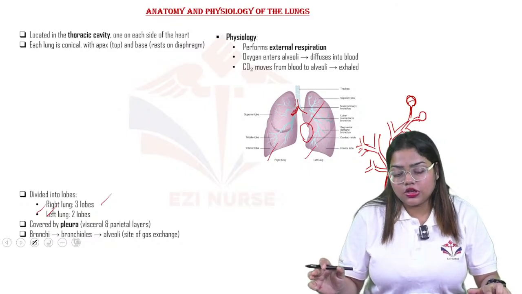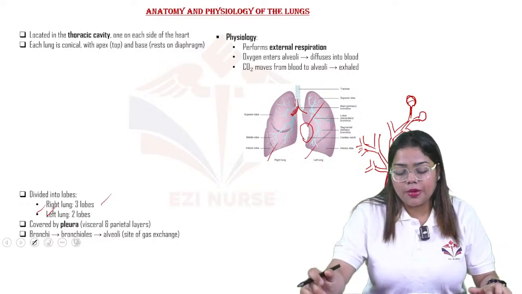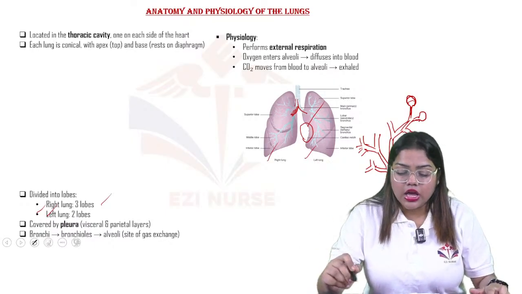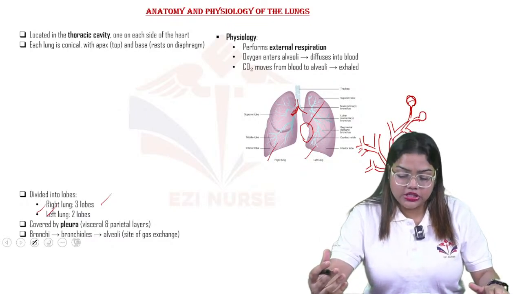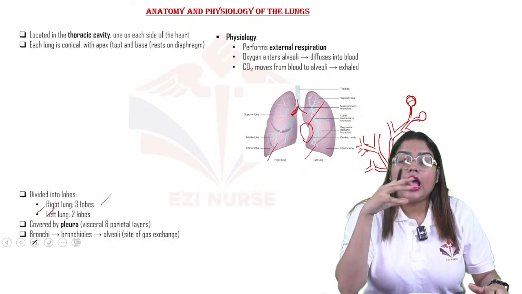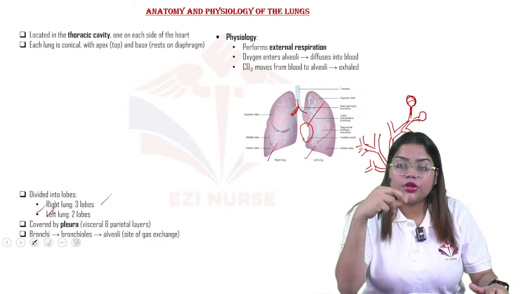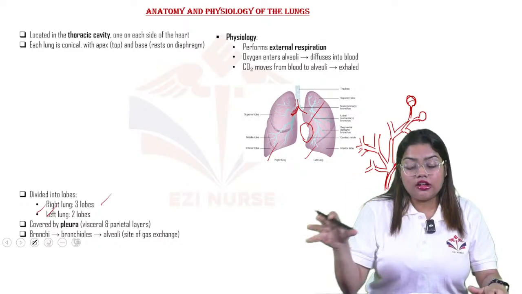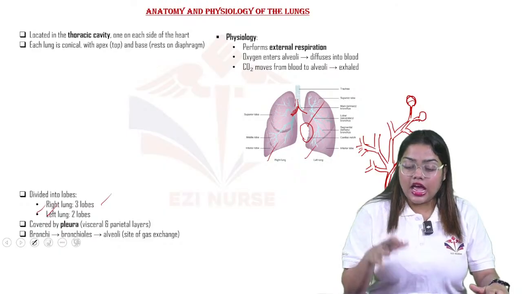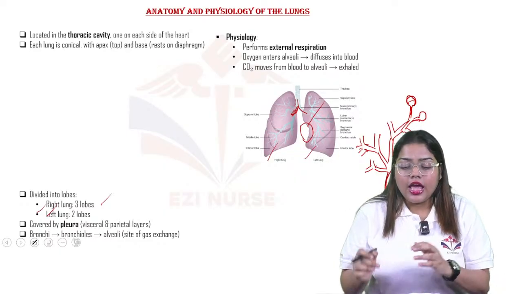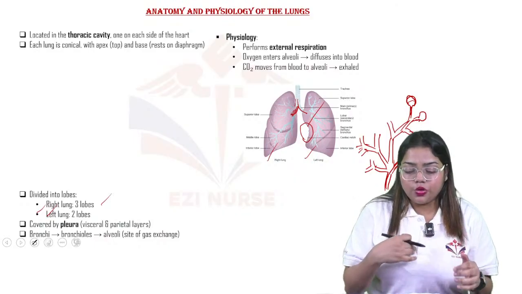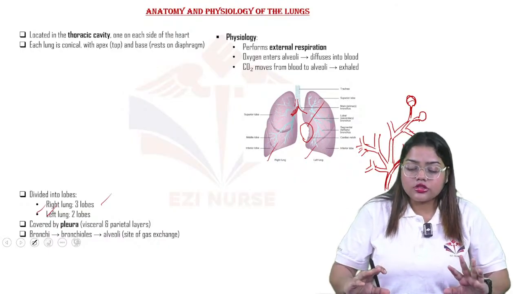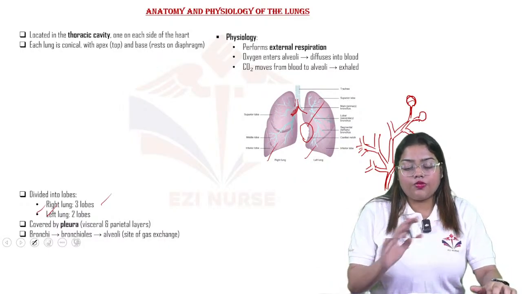Let's see the physiology, how the process happens. Before that, we will see what the functions of the lungs are. It performs external respiration, which is whatever respiration happens except the one happening inside the cell. The oxygen enters the alveoli and diffuses into the blood, and the carbon dioxide moves from the blood to the alveoli and is exhaled through our mouth and nose. So this is the actual physiology or function of the lungs.